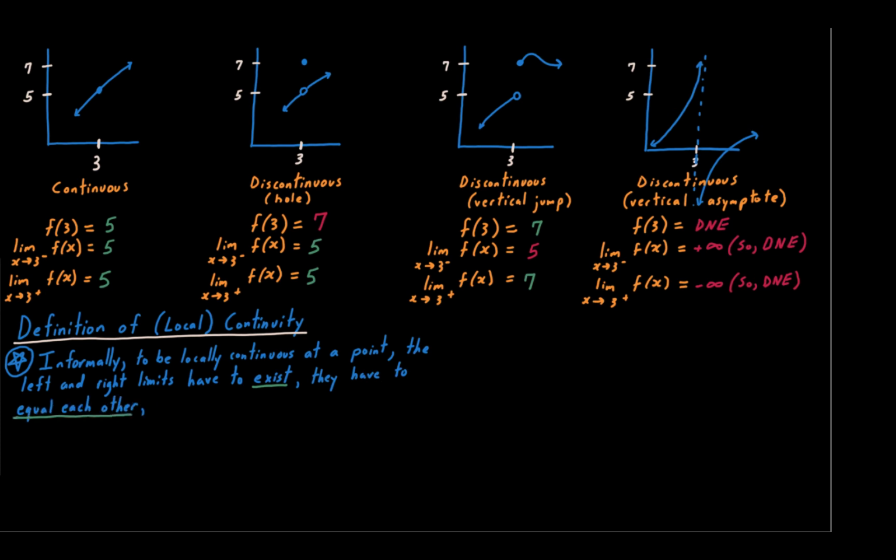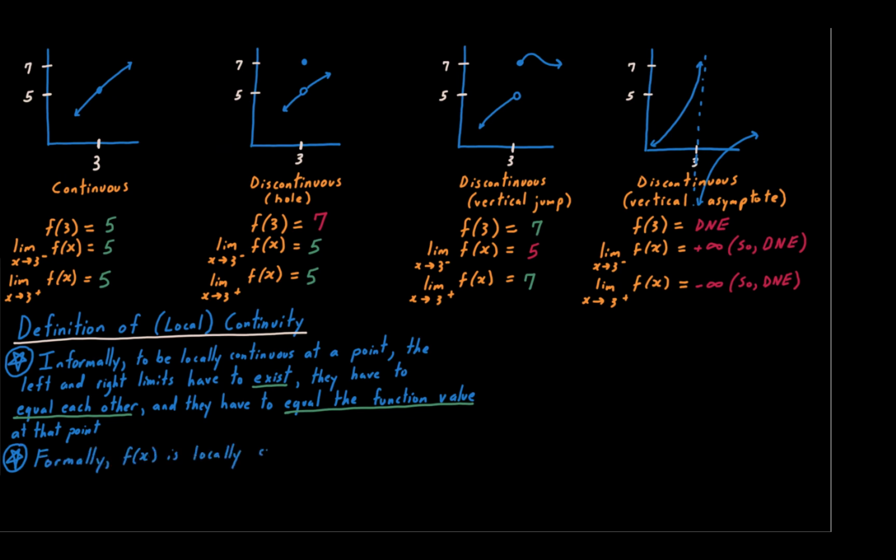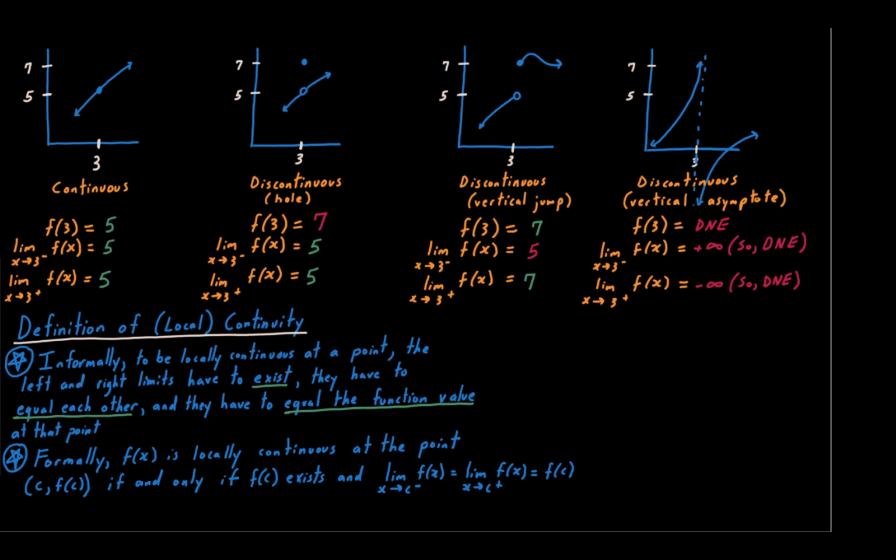So this is not too different from the last video, but the new condition that adds on to the last video is that they have to be equal to the function value at that point. So 3 things: exist, equal each other, and equal the function value. More formally, way of saying the same thing, is that a function is locally continuous at some arbitrary point c, comma, f of c, if and only if the function value exists and the left limit equals the right limit equals the function value.